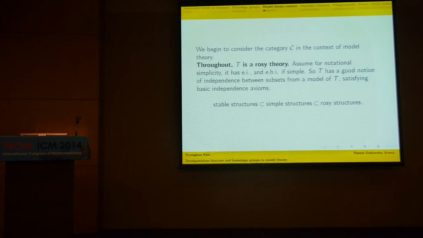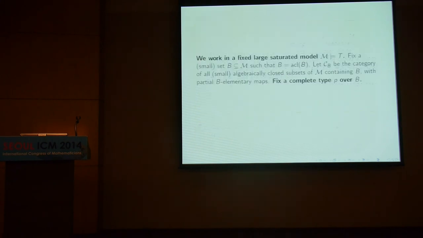So look at this, this is nothing to do even with model theory, just the general context. And then I'm going to speak about model theory. How does model theory fit in this context? Particularly Rosy theory, and then just fix a concrete type, actually a strong type of a over B, so B is algebraically closed. And then this category in our model, what is that? The objects are algebraic closures of models containing B, and then the morphisms are partial B-elementary maps, elementary maps fixing B pointwise.